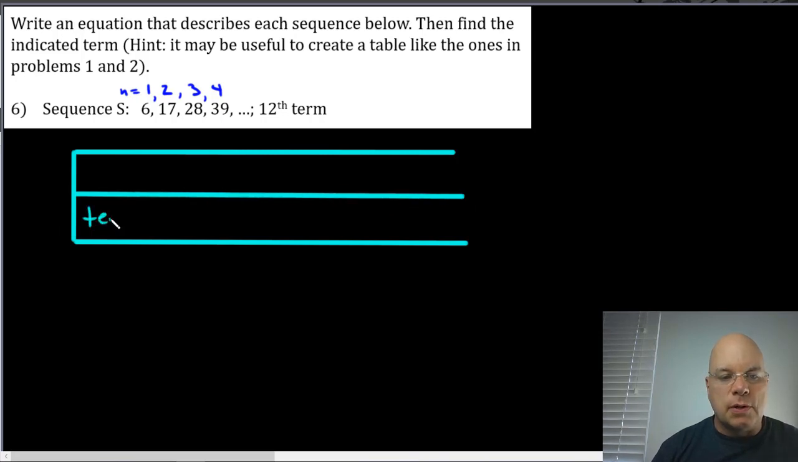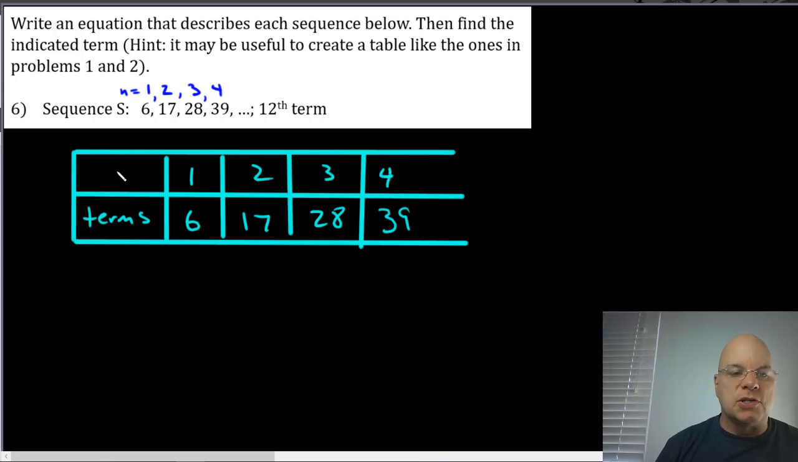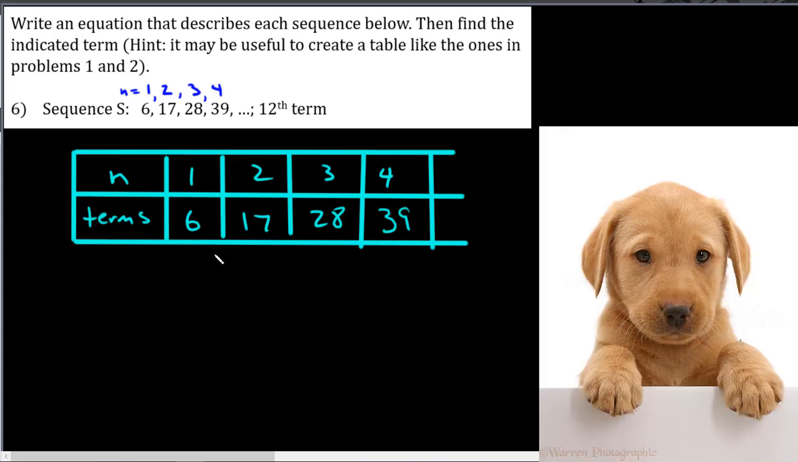The terms in the sequence as given are 6, 17, 28, and 39, and those represent the first, second, third, and fourth positions in the sequence. Now think about how the sequence is changing each time, and try to use that to write a rule. Do that during the pause and come back and see how you did.